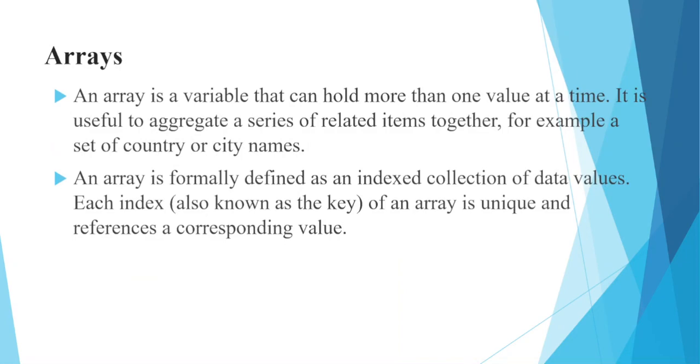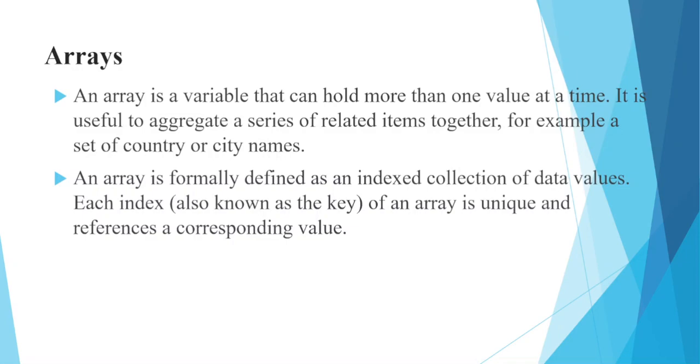The next data type is arrays. An array is a variable that can hold more than one value at a time, usually similar kinds of values. It is useful to aggregate a series of related items. What is the meaning of related items? Similar kinds of items can be stored under an array, so we can make it a series. A set of countries or a set of city names can be stored in an array. Even your marks can be stored in an array.